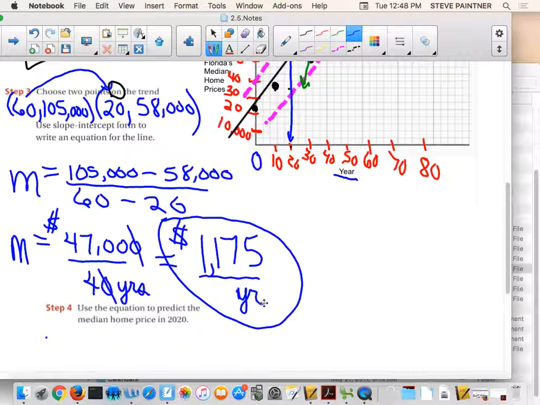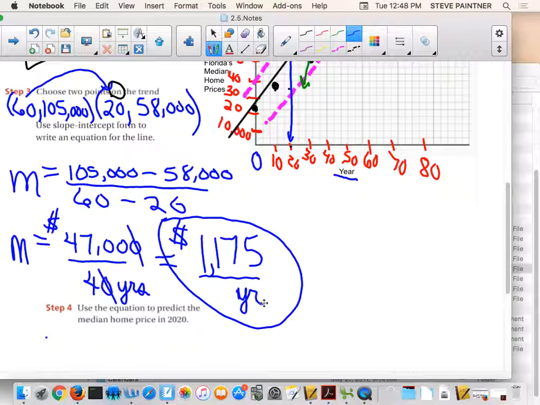You know what I got last hour when I did this problem? Last hour I got 1,333. How come I got a bigger slope last hour? It was a different trend line. It probably was more like this last hour. This hour is more like this. Not much difference, but just this much makes about $100 more, I guess. Okay, so there's your slope, right?